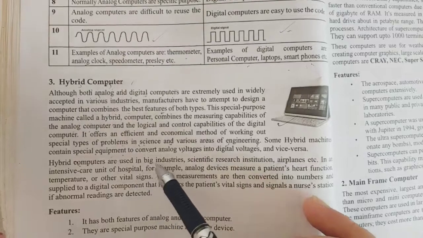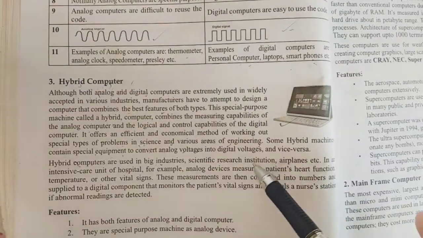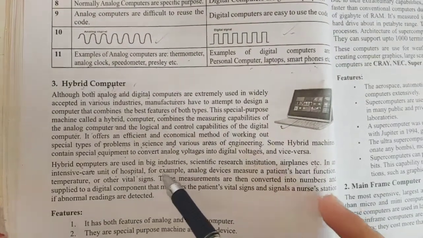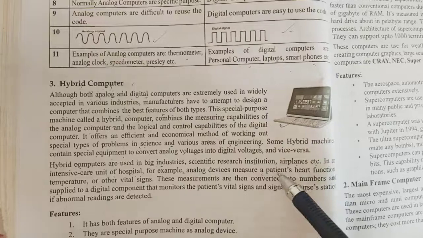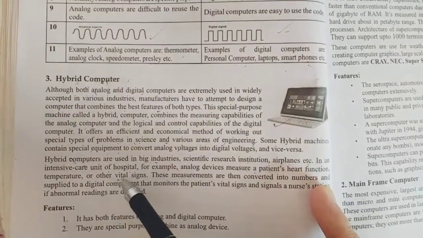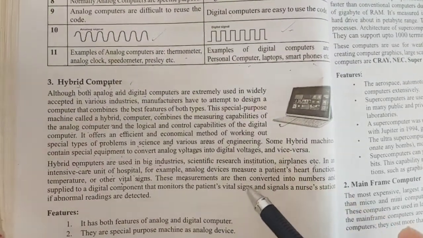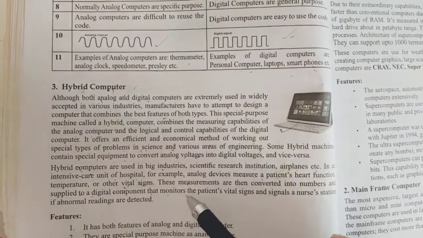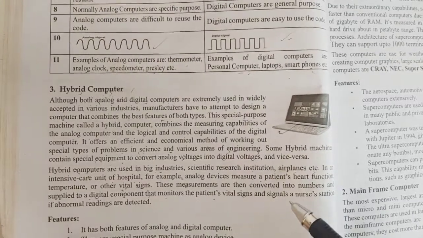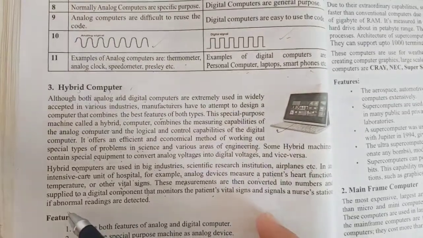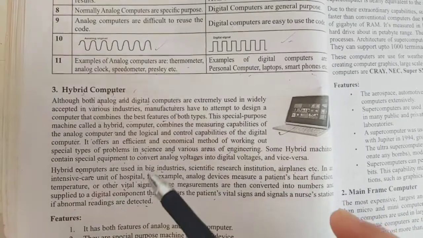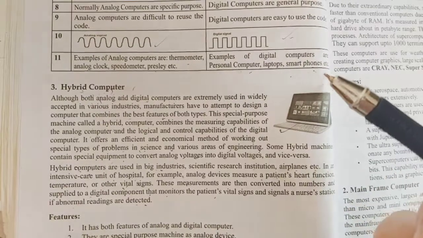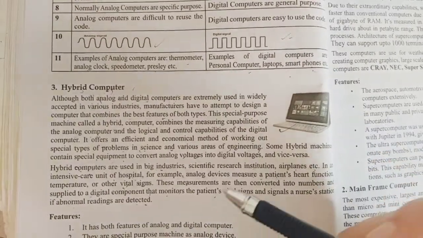Hybrid computers are used in big industries, scientific research institutions, airplanes, etc. For example, in an intensive care unit of a hospital, analog devices measure a patient's heart functions, temperature, or other vital signs. These measurements are then converted into numbers and supplied to a digital component that monitors the patient's vital signs and signals a nurse station if abnormal readings are detected. Hybrid computers are mostly used in big industries, hospitals, airplanes, airports, etc.